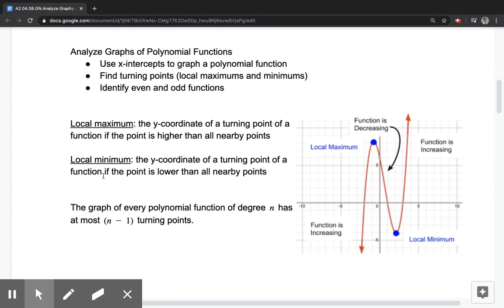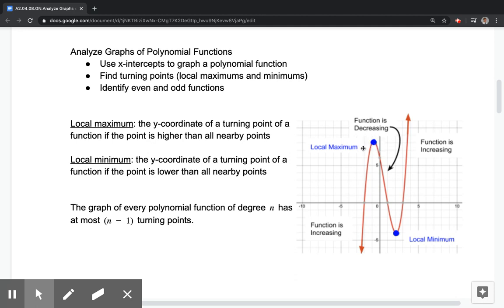We are talking about analyzing graphs of polynomial functions and finding turning points, local maximums and minimums. Local maximum: the y-coordinate of the turning point of a function if the point is higher than all nearby points. So right here we have a local maximum represented by this blue dot, and we can see that the y value here is greater than the y value to the left and greater than the y value to the right.